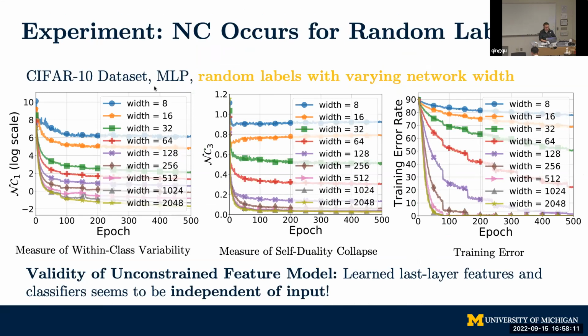So the second experiment we did is to validate the unconstrained feature model. Here we train our network on the CIFAR dataset, but for each input training sample we assign a random label. Given the random labels, what you observe is that as the depth and width of the network increase, meaning the network becomes more and more over-parameterized, you have more and more severe neural collapse.